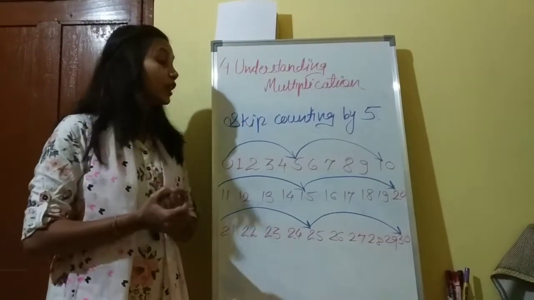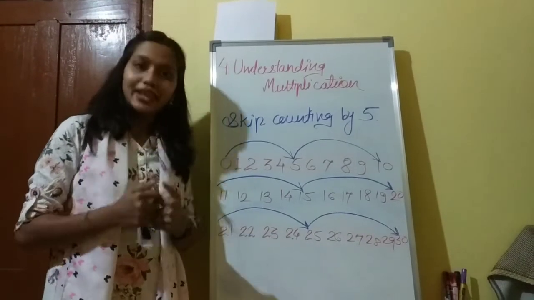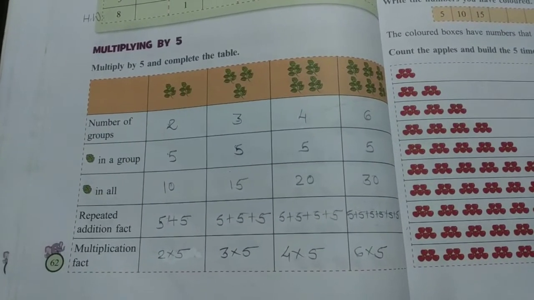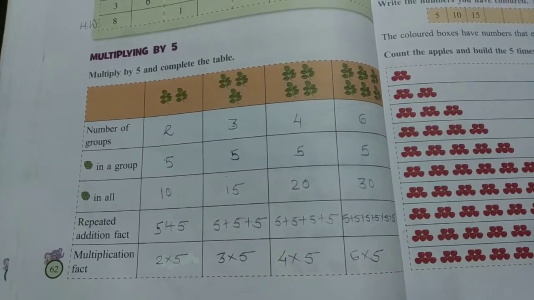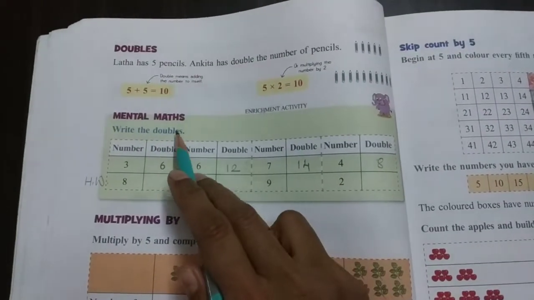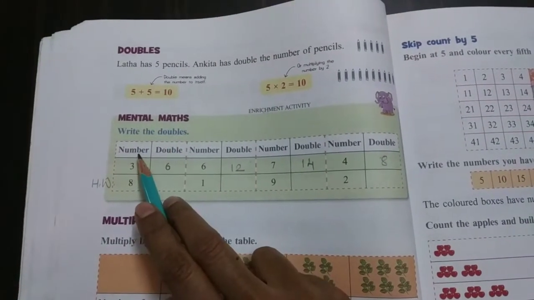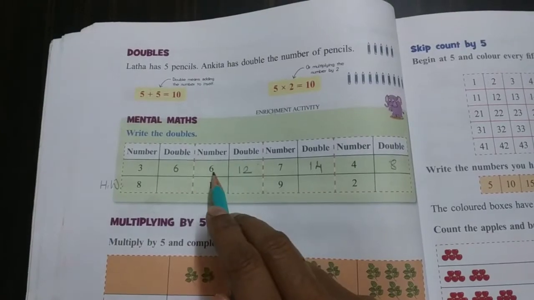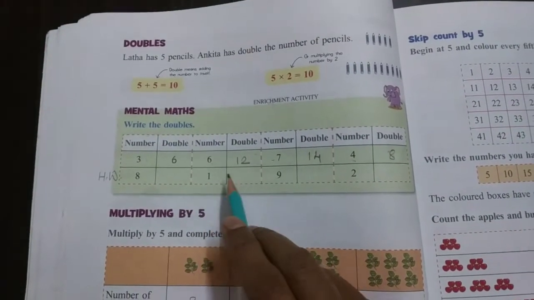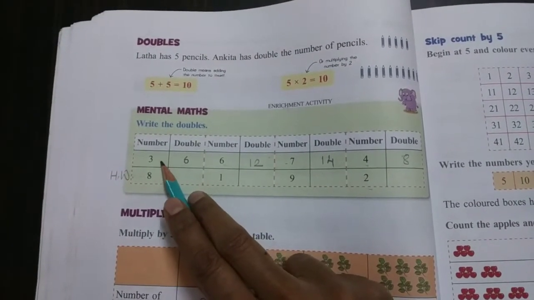Now we are going to move towards the textbook. We will complete the exercises given in the textbook. Children, you have to open page number 62 of your maths textbook. Here, mental maths is given. What do we have to do? We have to write the doubles. What is meant by doubles, children? See, the numbers are given: 3, 6, 7, 4, 8, 1, 9, 2. We have to write the doubles of these numbers.